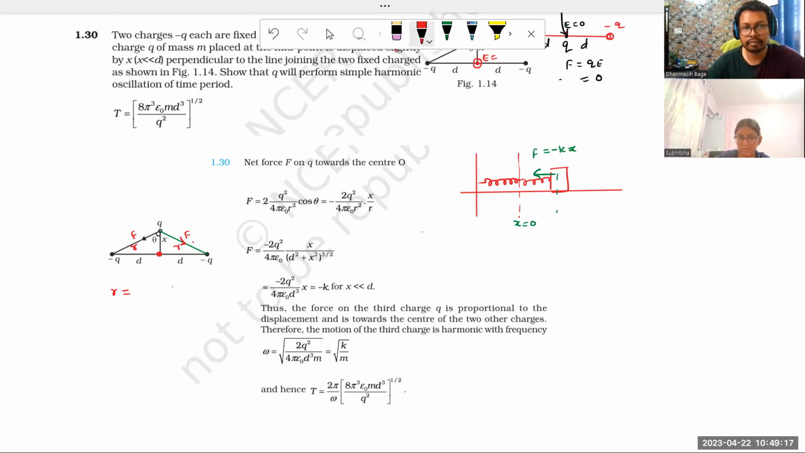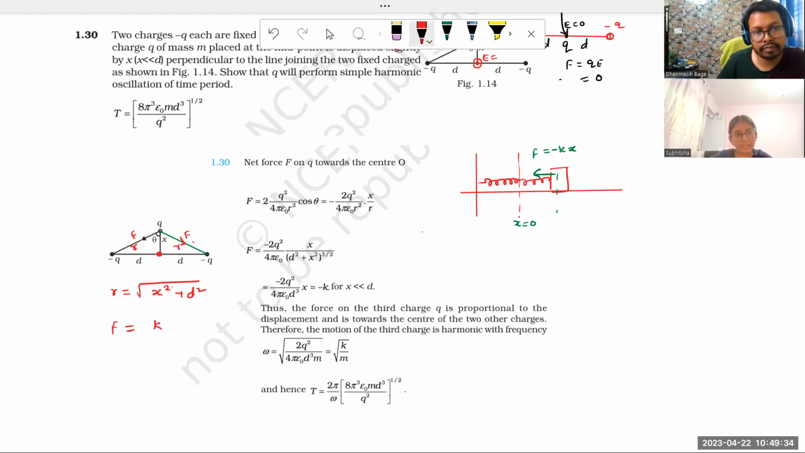Root d square plus x square. Correct. Root x square plus d square, right?